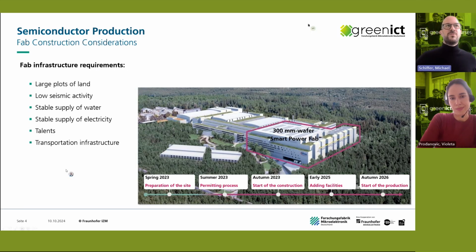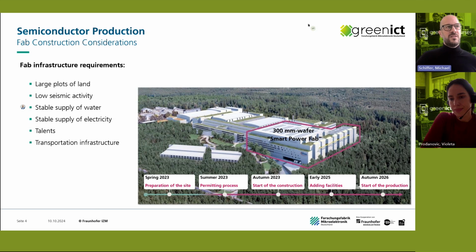So when we have the fab construction, this is the Infineon fab in Dresden, where they did the groundbreaking in spring 2023. When you build such a fab, you look at what the fab infrastructure requirements are. You will look for large plots of land, because you will probably need more space afterwards, or you would have to have different buildings not close to the fab. You want to have low seismic activity. That's, I think, in the case of lithography, quite clear.